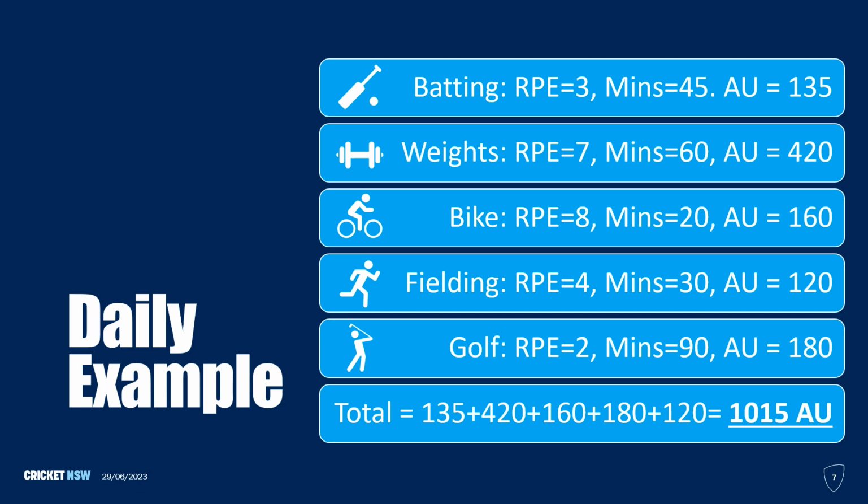Then you do a weight session, RPE of 7, do it for 60 minutes. Total workload for that is 420. 60 times 7, 420. Bike session, 8, 20. Total load, 160. Fielding, 4, 30. Total load, 120. And then you've got the afternoon off, so you go and play a round of golf. Play 9 holes, 90 minutes, RPE of 2, 180. So all of those numbers then get added together to give a total workload for the day, and for that day it's 1015.